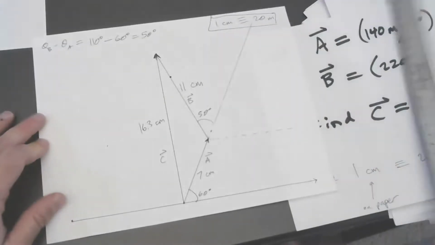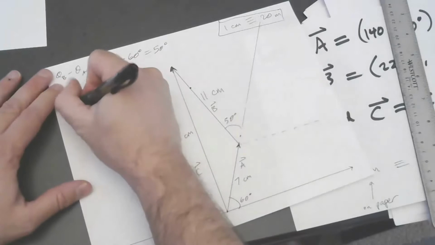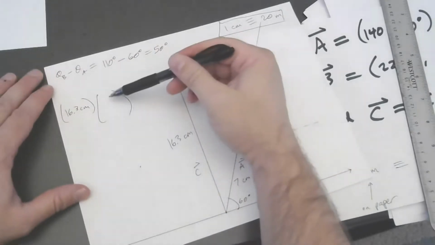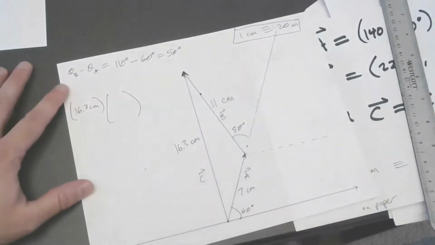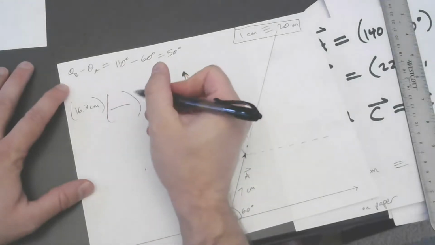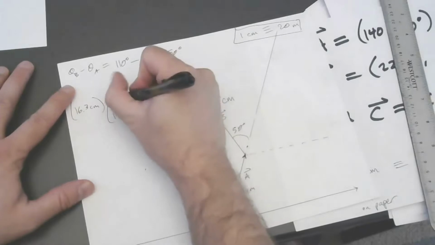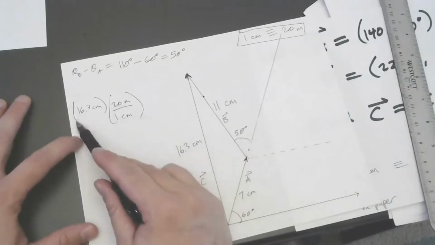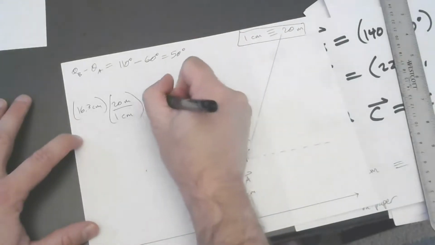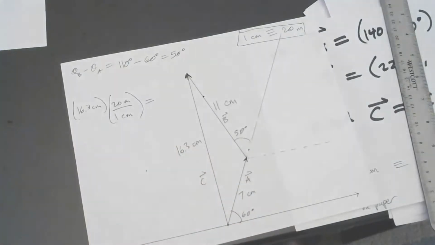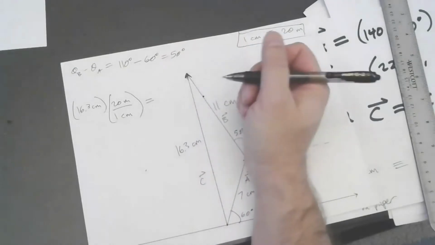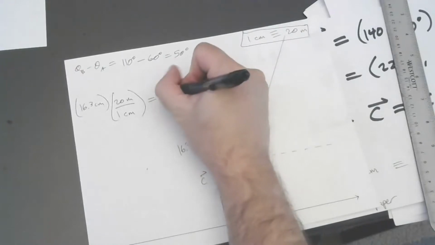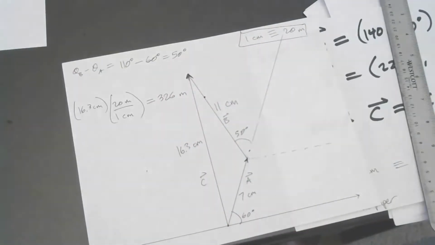Okay, now let's convert. I'll just do it right here on this page. 16.3 centimeters times, now be careful, previously I wrote 1 centimeter for every 20 meters. Well, I want the centimeters to cancel now, so I need to put the 1 centimeter in the denominator and the 20 meters up top. Makes sense, right? If every centimeter represents 20 meters, then you would just take the number of centimeters and multiply by 20. Can I do that in my head? 16 times 2 is 32. 0.3 times 2 is 0.6, so I think it's 32.6, and then I'd have to move the decimal point over 1. So is that 326 meters? I better check.